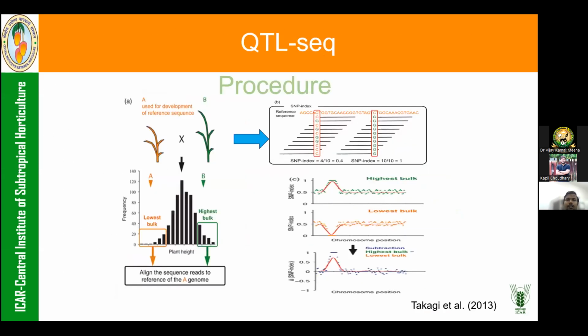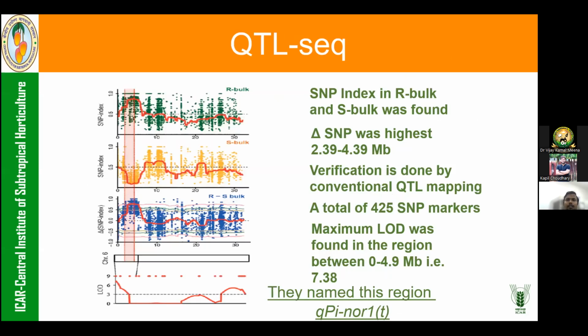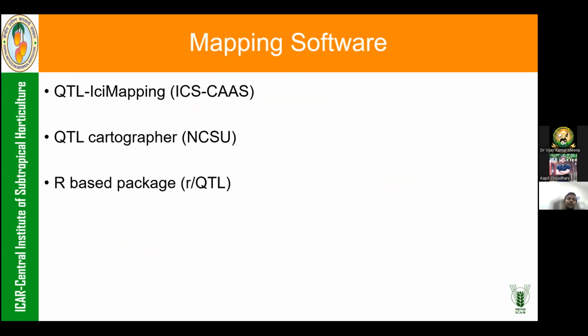So this is QTL-seq. Regarding practical analysis of QTL mapping, there are many platforms available, but these three are majorly used: QTL IciMapping, which was developed by the Chinese Academy of Agricultural Sciences, QTL Graphical Genotyper from North Carolina State University, and R-based packages are also available for QTL mapping. I think IciMapping is the most recent one.